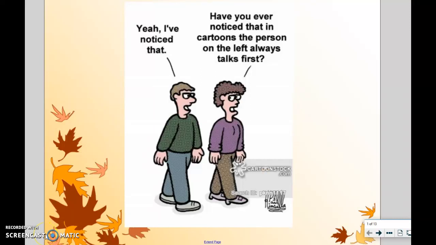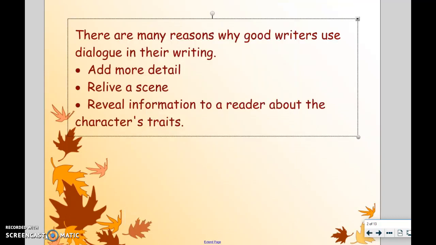Hello, boys and girls. Today we're going to talk a little bit about dialogue and how to properly format dialogue in your paper. Again, one of the things we're looking for in your paper is that you include at least one or two lines of dialogue. And so today's lesson will make sure that you are formatting it properly and that you're using it in the proper fashion. First of all, let's talk a little bit about some of the reasons why someone would use dialogue.